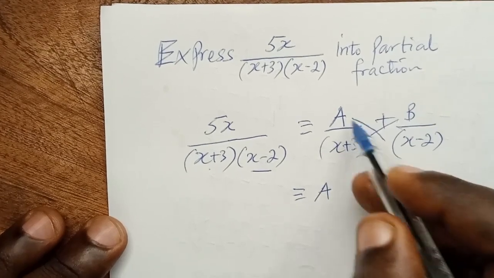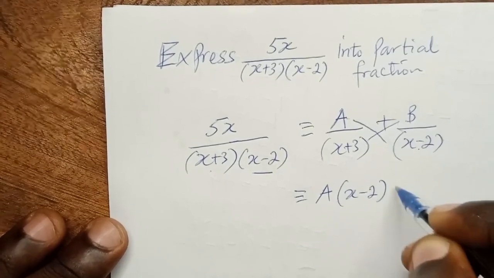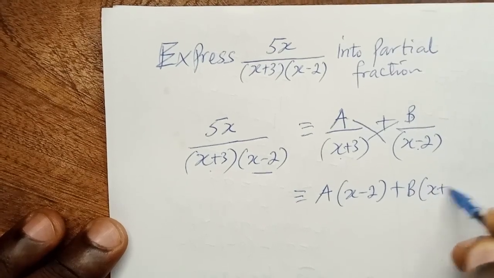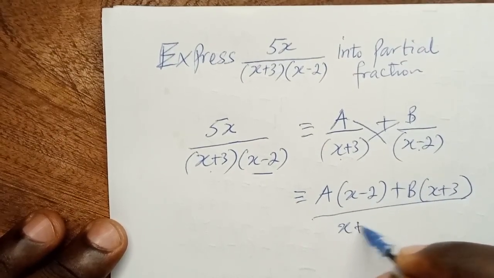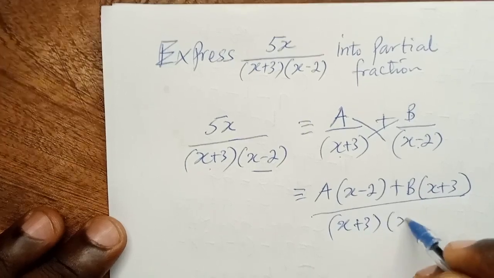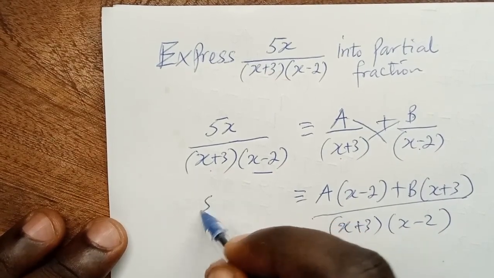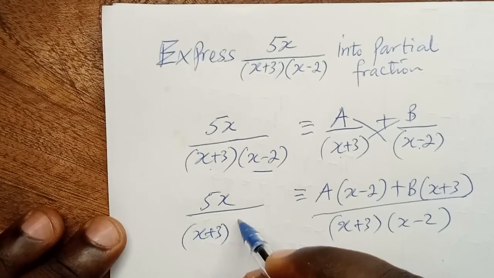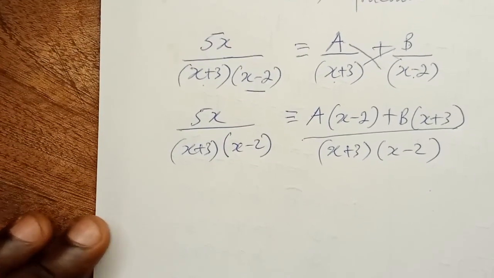A, if we cross here, into x − 2, plus B into x + 3, divided by (x + 3)(x − 2). So this is the same as 5x over (x + 3)(x − 2). So that is how it has become.